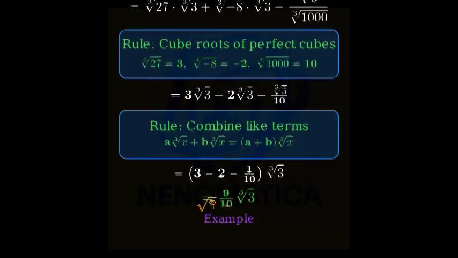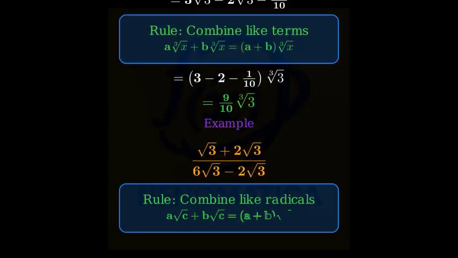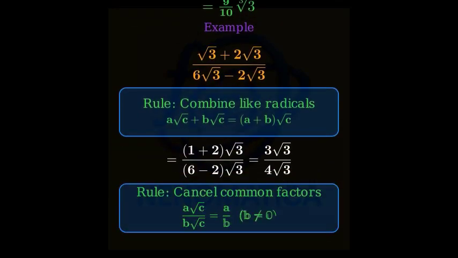Example 2. We simplify a fraction with radicals. We'll first combine like radicals in the numerator and denominator, then cancel the common factor square root of 3. This yields the simplified fraction.